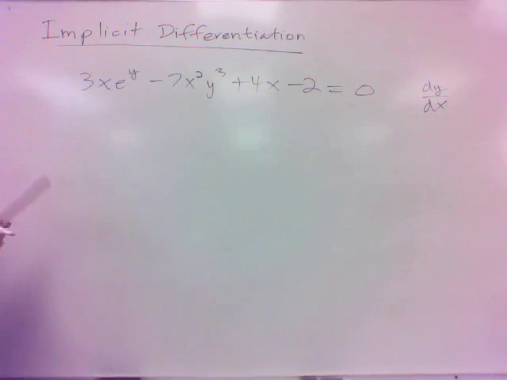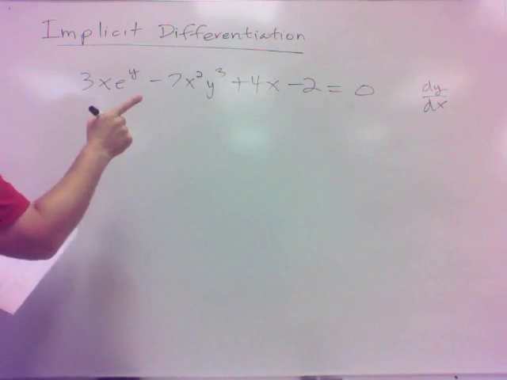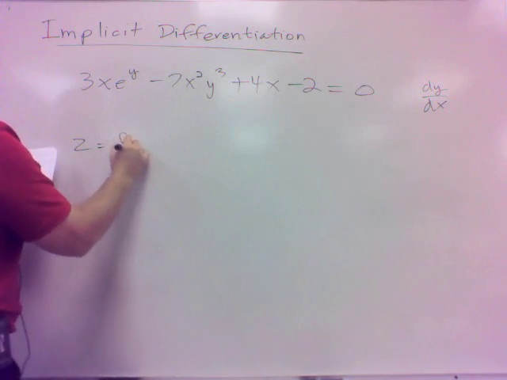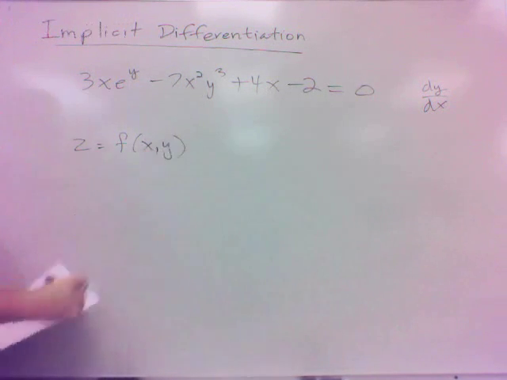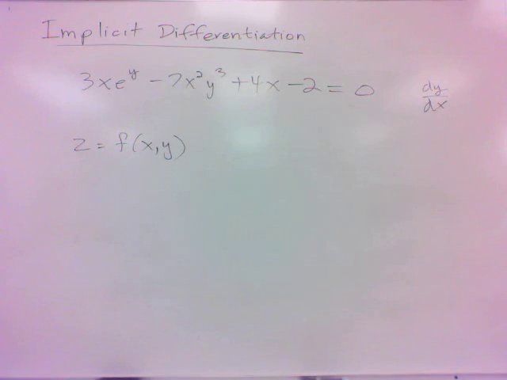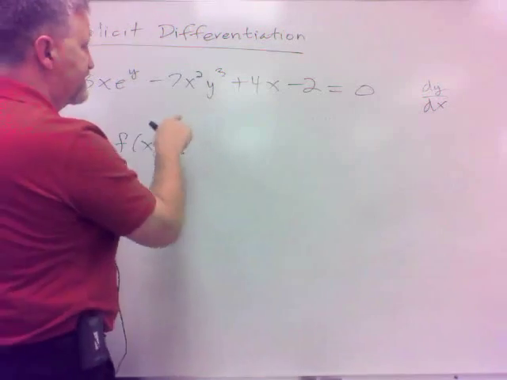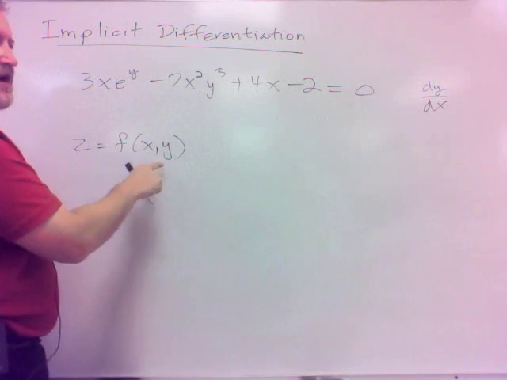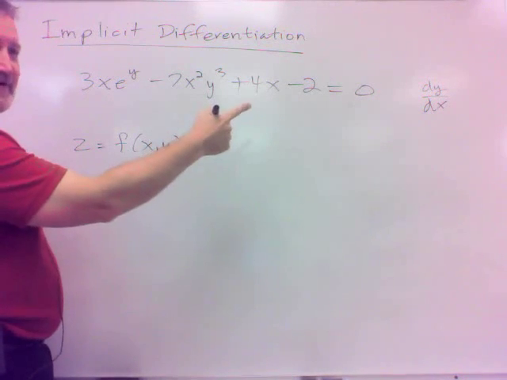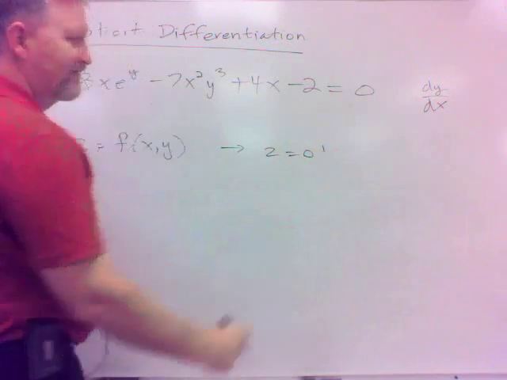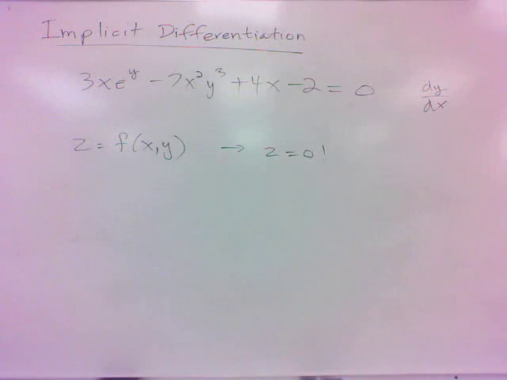Well, let's consider our left-hand side here. That's just a function of x and y, right? Just think of it in terms of a z, okay? Then one note here is that z is f of x, y, but also z is equal to 0. That'll be significant in just a second, okay? So we've got a function of x and y.